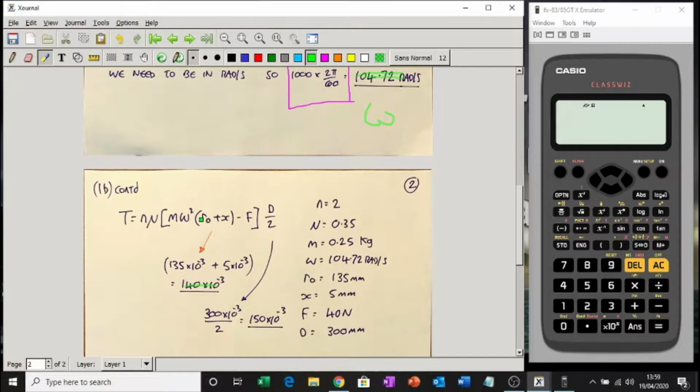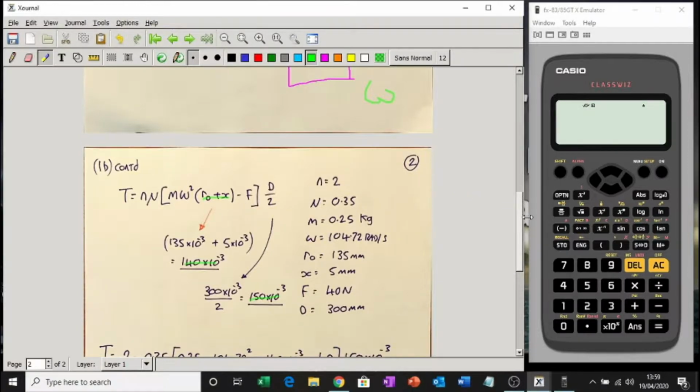I've worked that bit out, which is going to be 140, so I'll put 140 in there. This d over 2 I've worked out to be 150 times 10 to the minus 3. Just saves us putting extra steps in. You can do it all in one go if you want to, if you're happy with using brackets, because it's going to be n times this, times all of that, times by that.